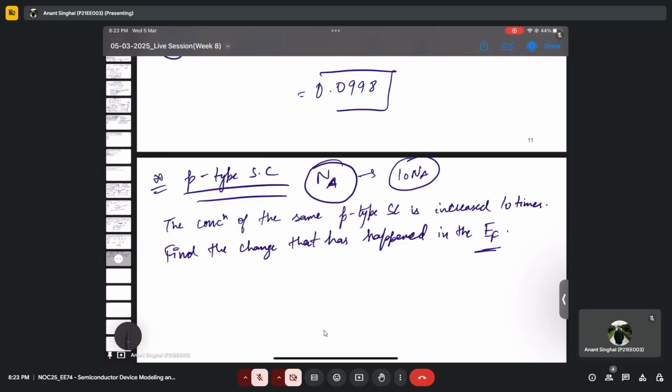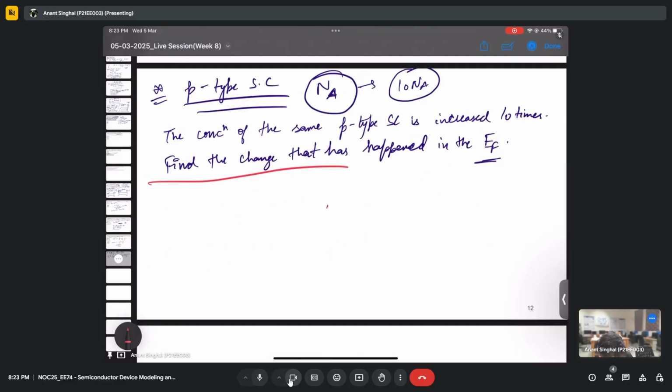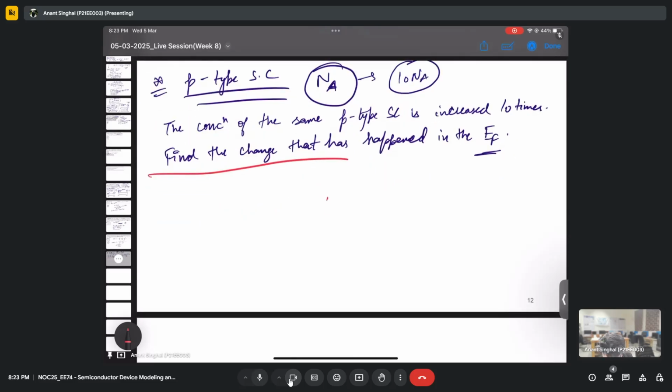The answer I got is minus 0.059 electron volt. So let me also do it. This was very easy. So kT into ln of 10 power minus 1, that will come. So we have Na, we have 10 Na now.